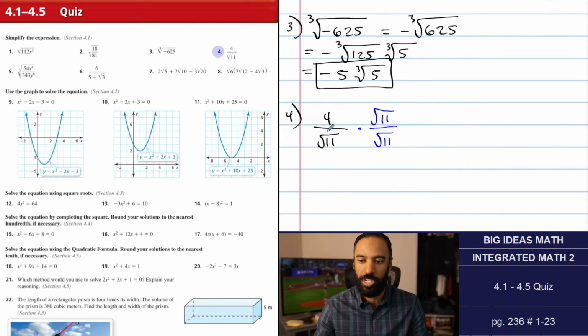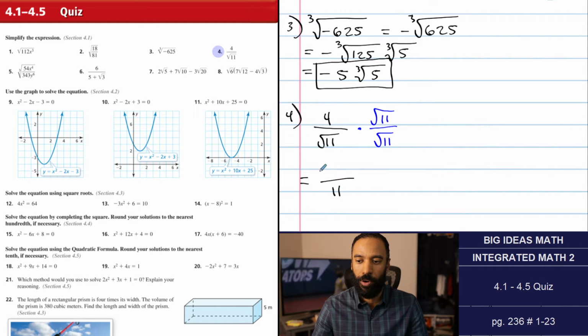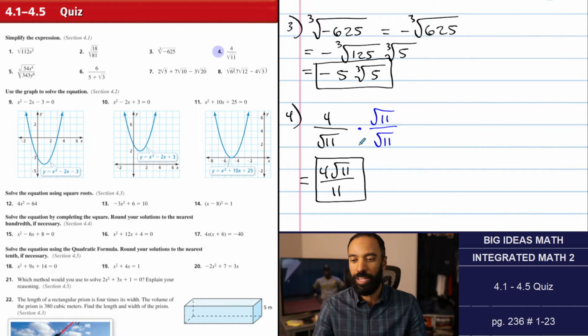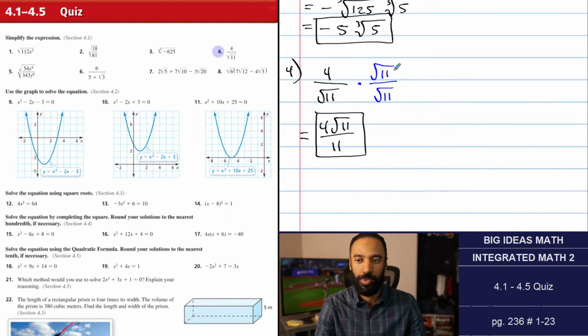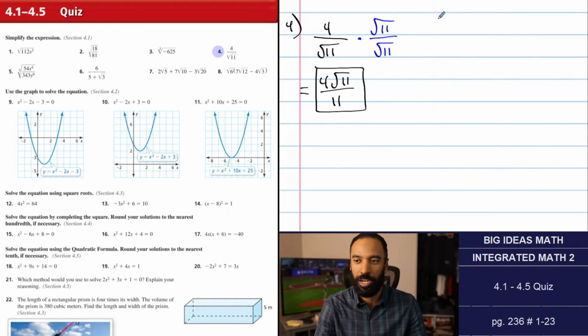So we're going to rationalize the denominator by multiplying top and bottom by the same value so we don't change this value. Root 11 times root 11 is 11. And 4 times square root of 11 is 4 root 11. And 4 over 11 also cannot reduce, so that's the result of rationalizing the denominator on number 4. Number 5.